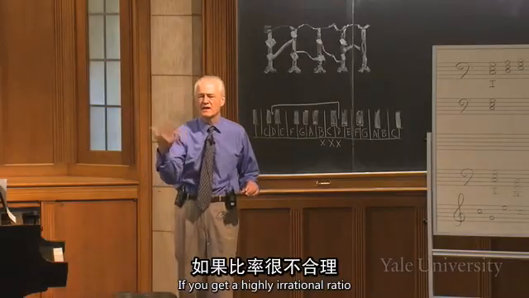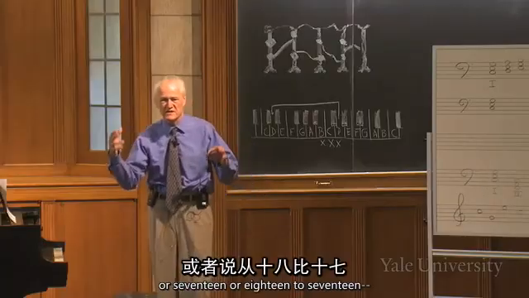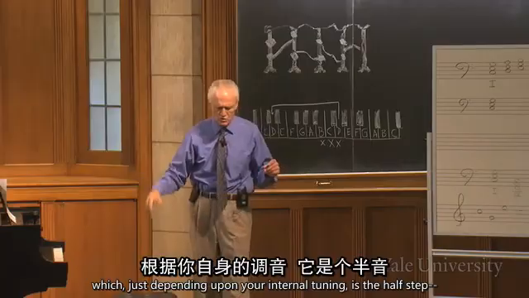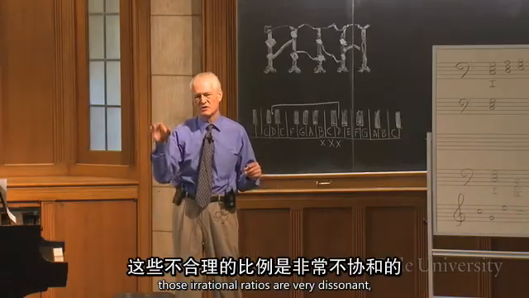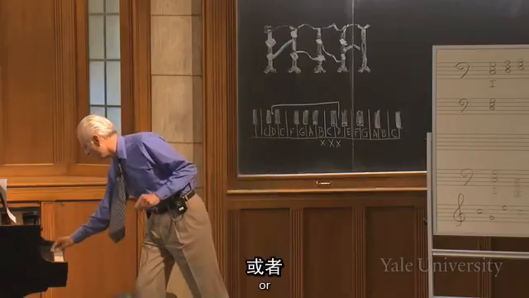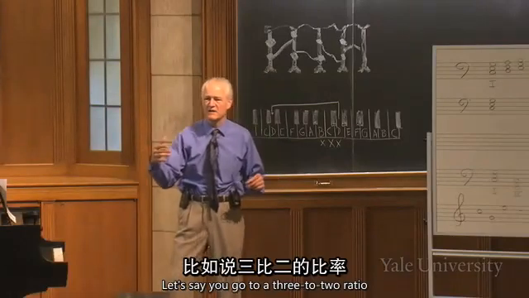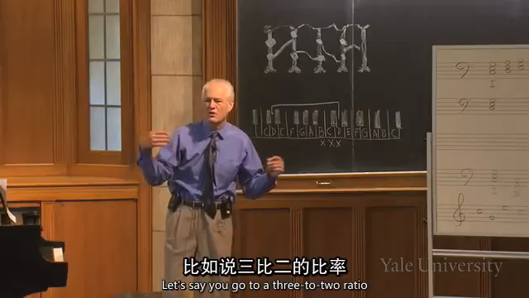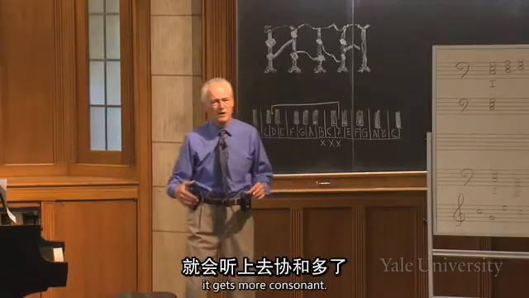If you get a highly irrational ratio like 9 to 8, which is the whole tone, or 17 to 18, which, depending upon your tuning, is the half step, those irrational ratios are very dissonant. But if you allow a little space in there, let's say you go to a 3-to-2 ratio, or a 6-to-5, even a 6-to-5 ratio, it gets more consonant.